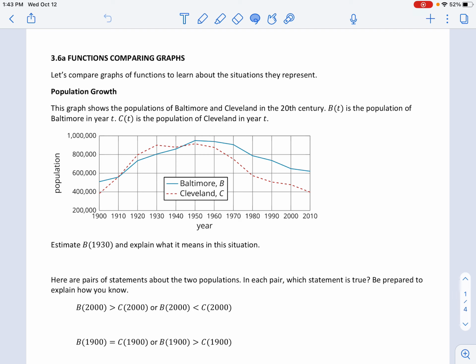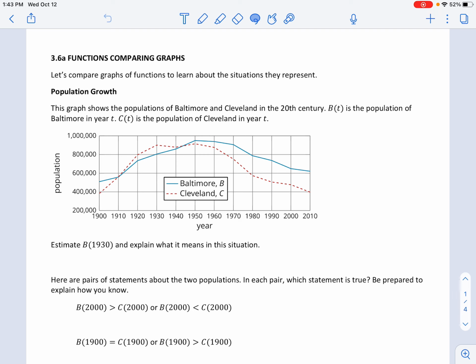All right, so the lesson today is about comparing graphs of functions. And for those of you who are gone, this should help you get caught up. So the first graph we want to look at is this one on population growth. And you can see it's about two different cities, Baltimore and Cleveland, in the 20th century. So that means it goes from 1900 until 2010.